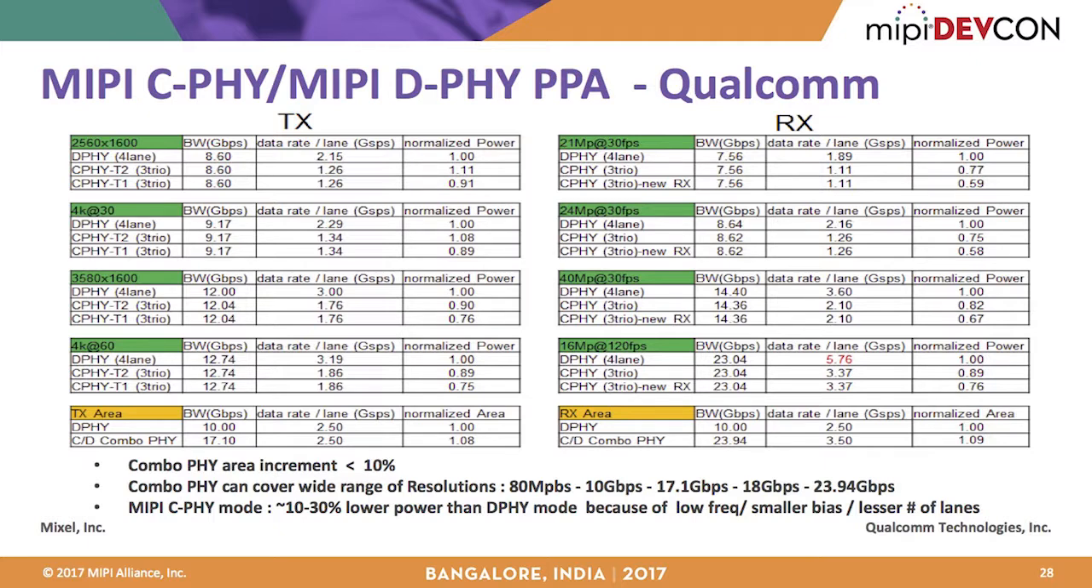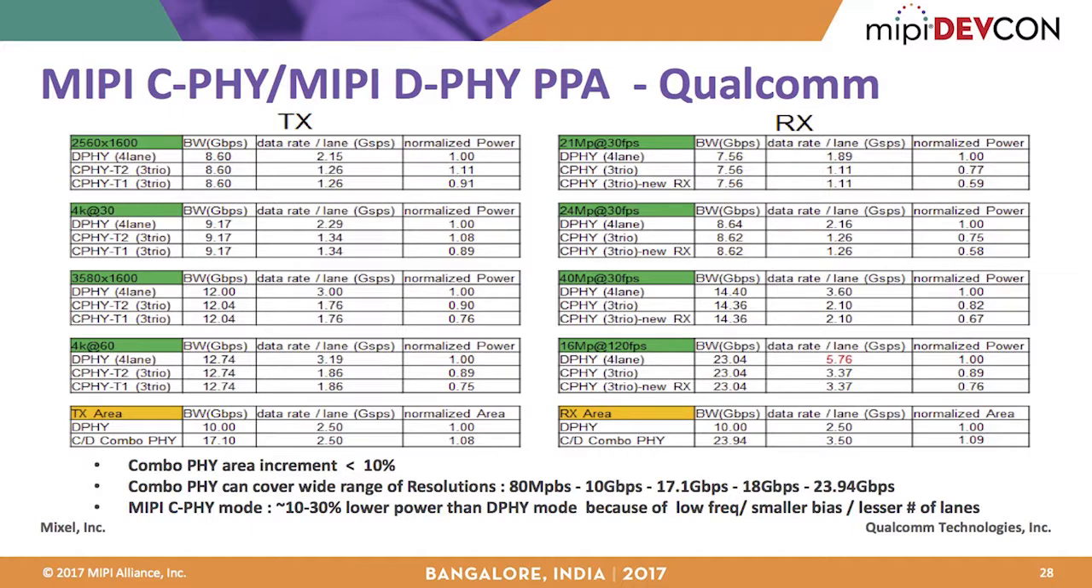And the area increment depends on the application, but my experience says it's usually less than 10%. The initial version takes about 10%, but when you move to the next generation, you can reduce the gap further. And again, the message here is that a very wide range of resolution can be supported by having a C-PHY and D-PHY combo. And for C-PHY mode, even for the same resolution, C-PHY can be run at a lower toggle rate thanks to the encoding.